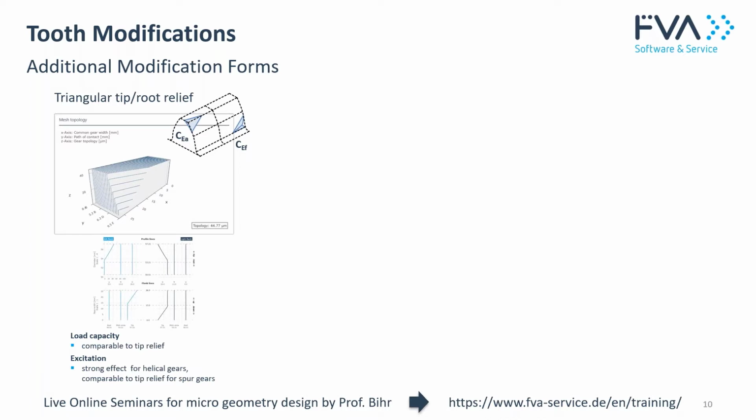Additional modifications are those which affect the profile and lead direction. Here we have the triangular tip and root relief. This is a very effective modification for helical gears to reduce the stiffness of the double mesh area and to reduce the gear excitations. This is similar to a tip and a root relief at spur gears.